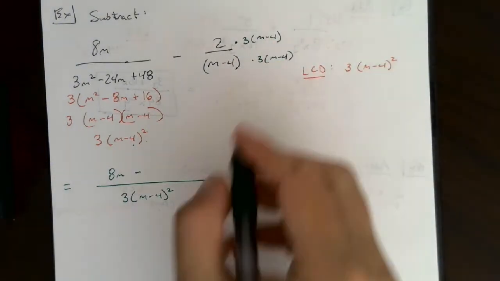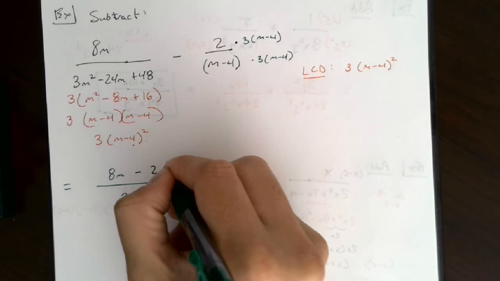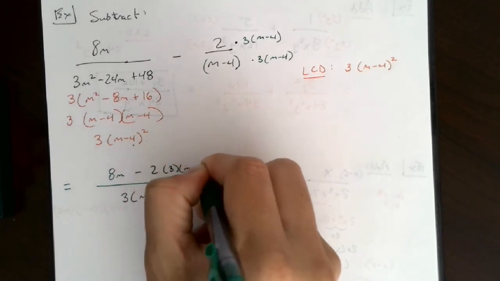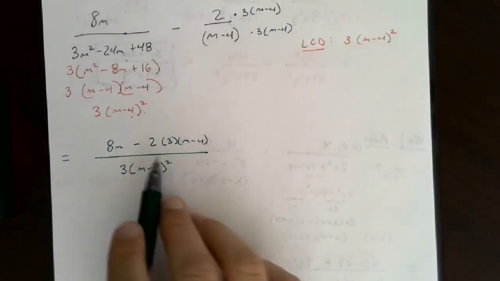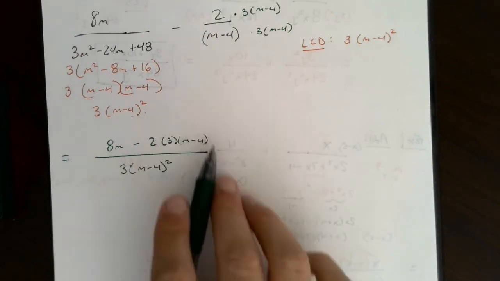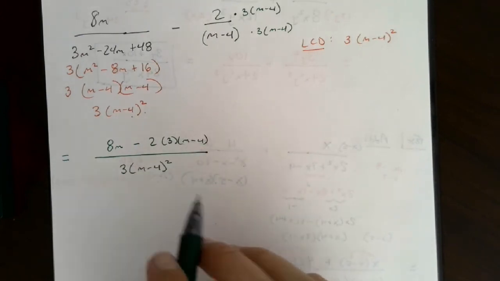So really I'm left with negative 2 and then times 3 times m minus 4. Notice how I wrote that. The 2 times the 3 you should do first and then distribute through into the m minus 4. It's usually easier to handle that way.